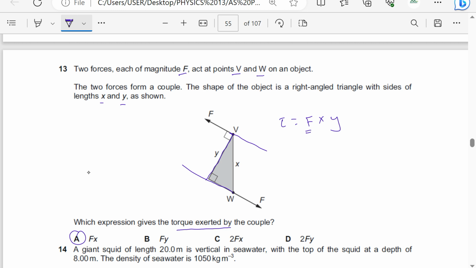Product of one of the forces, no, not A, it is B. It is the product of one of the forces and the perpendicular distance. So the answer is going to be B. The perpendicular distance between the two forces is y, not x. So the answer is B.